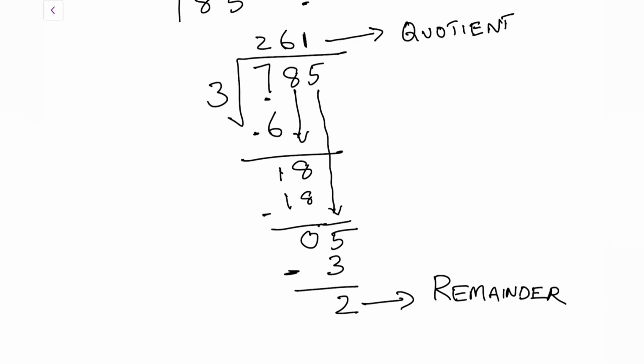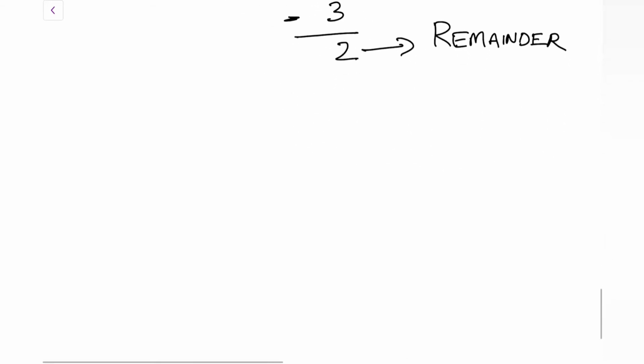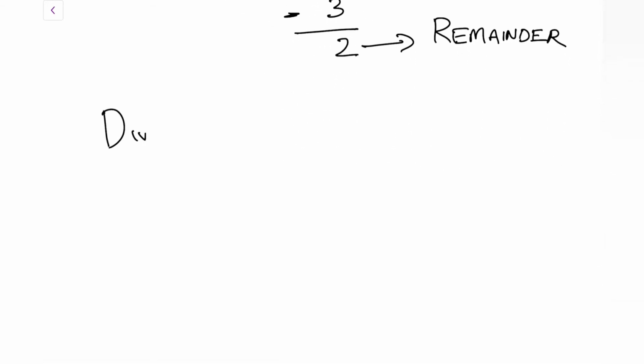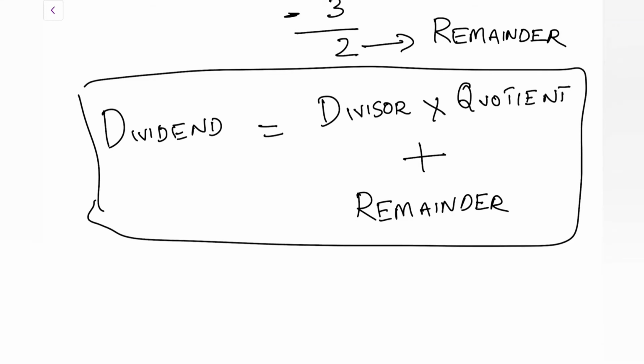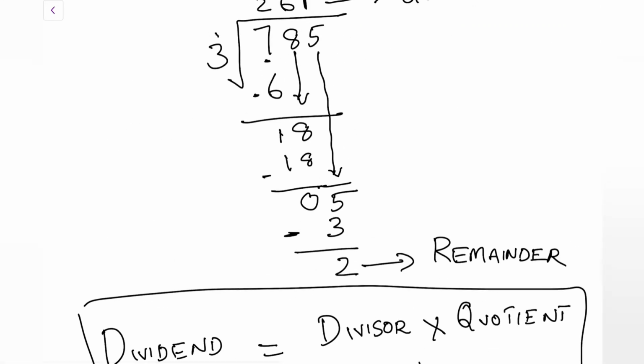Another way to check if the answer is correct is like this. Remember, dividend is equal to divisor into quotient plus remainder. Okay, dividend is equal to divisor into quotient plus remainder. So for the example above, let's have a look at it. Let's see what was the divisor. The divisor was 3, right? Here, that was your divisor.